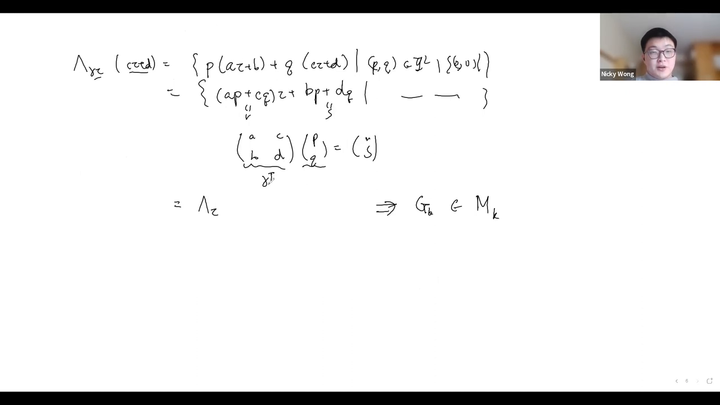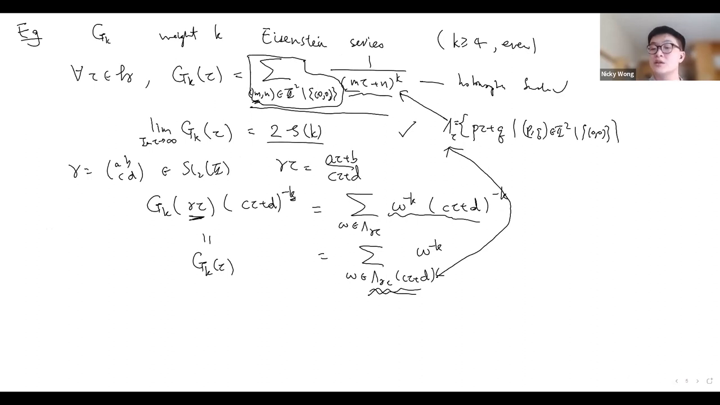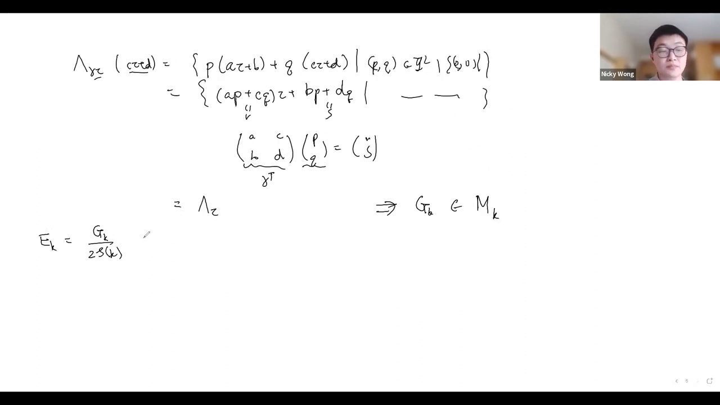Right, so we're going to do something else here. Just for convenience, we're going to define the normalized Eisenstein series E_k to be G_k divided by 2 times zeta(k). You might remember 2 times zeta(k) is the limit at infinity of G_k. So we have the limit at infinity of E_k to be 1.